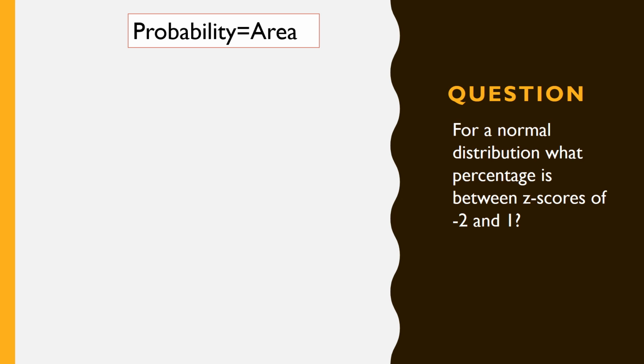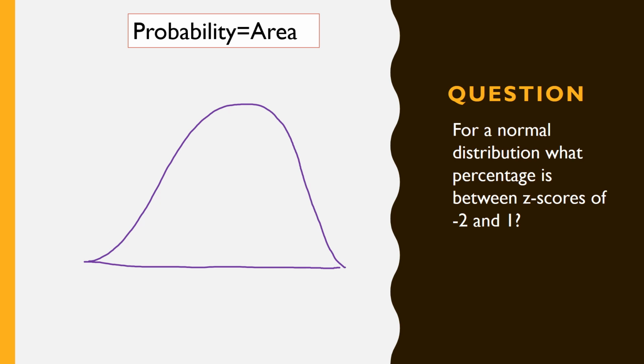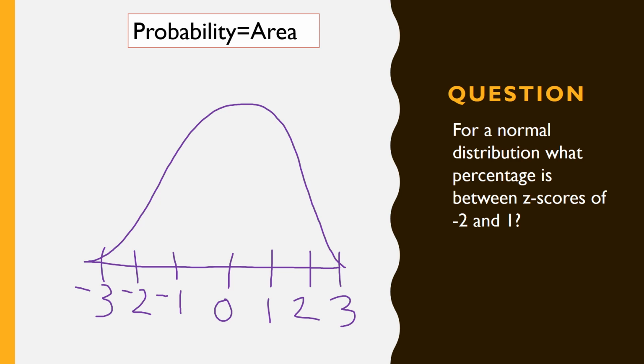On this slide, we're going to answer this question. For a normal distribution, what is the percentage between z-scores of -2 and 1? So I'm going to draw a normal distribution here. So remember, it's mound-shaped. So something like this. Then I'm going to put a line here in the middle, put a 0, because the mean is 0 for a z-score. And put 1, 2, 3, 1, 2, 3. Doesn't have to be perfect, but we're going to put the z-scores here. We're going to go 3 standard deviations above and below because that's where most of the data will be. Almost all of it will be there.